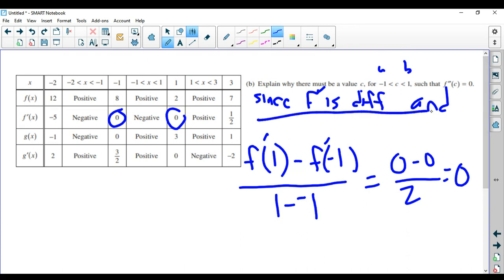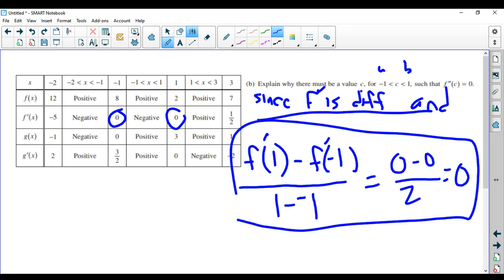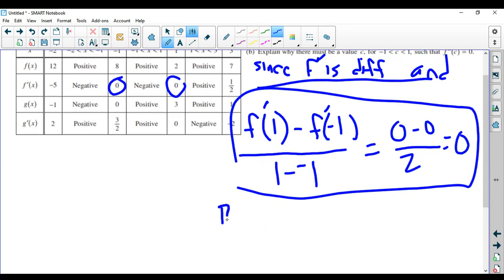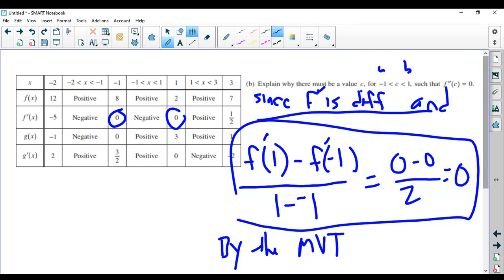Since f prime is differentiable and this is true, that means by the mean value theorem, there must be some value of C that f double prime equals 0. So that works out nicely.